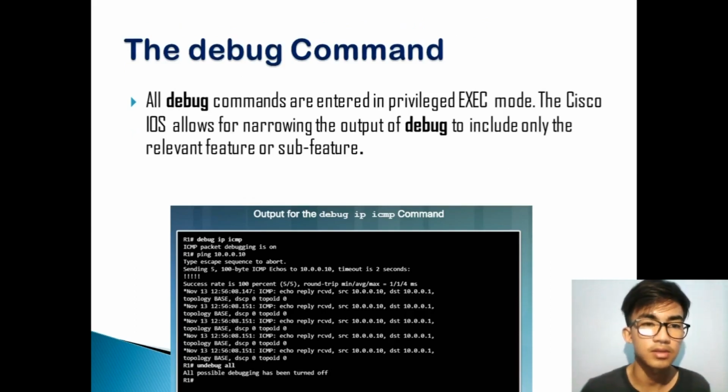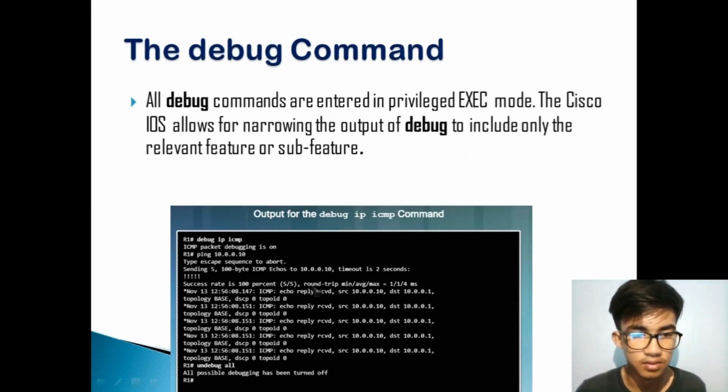The debug command. All debug commands are entered in privileged EXEC mode. Cisco IOS allows for narrowing the output of debug to include only the relevant features or sub-features. So this is the output for the debug ip icmp command. Just type in privileged EXEC mode debug ip icmp. It will indicate the ICMP packets, and then the information will be given.